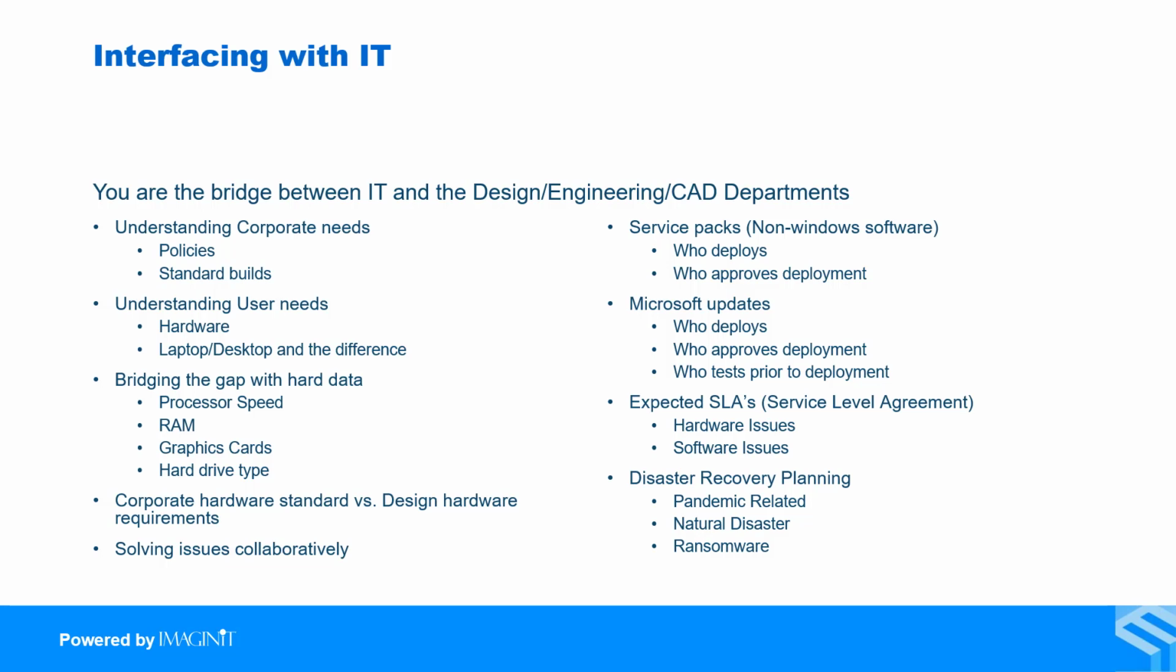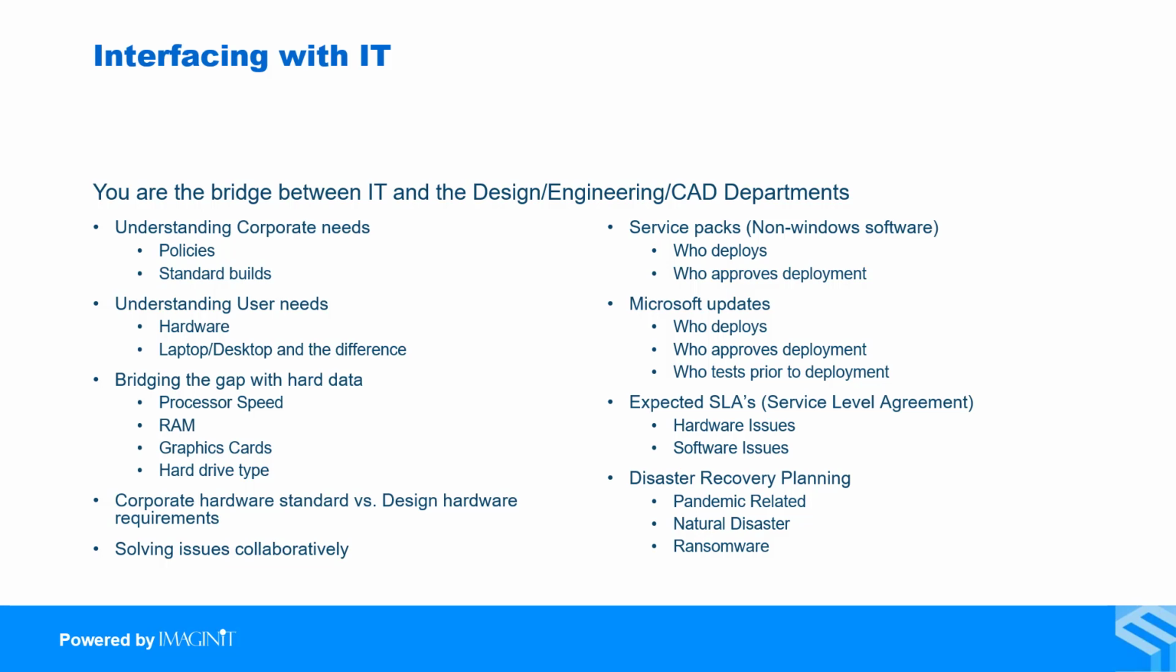What are your corporate policies? What are your corporate standard builds for PCs? Understanding the user's needs. What does your typical CAD user need for hardware? Do they need a laptop or desktop, and the difference on why they would need that? And then bridging the gap with hard data. So we're talking processor speed, RAM, graphics card, hard drive type.